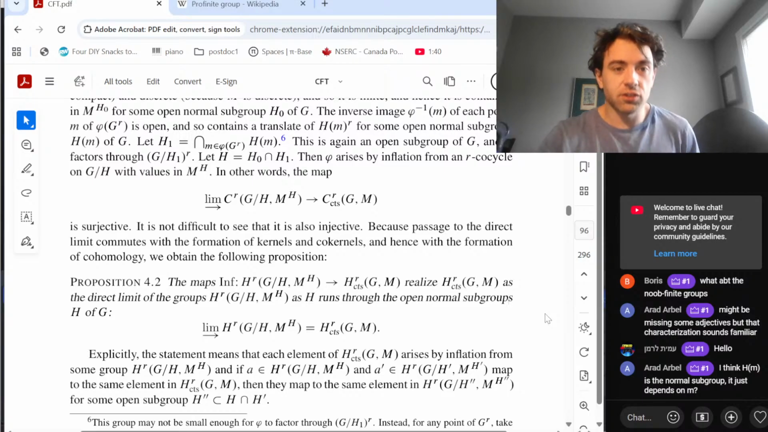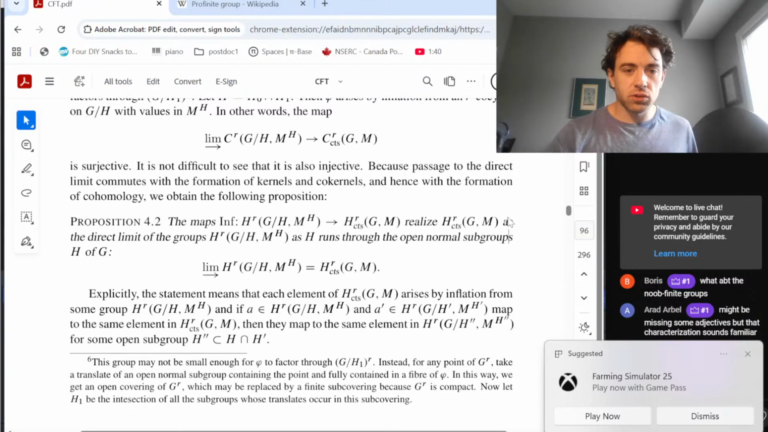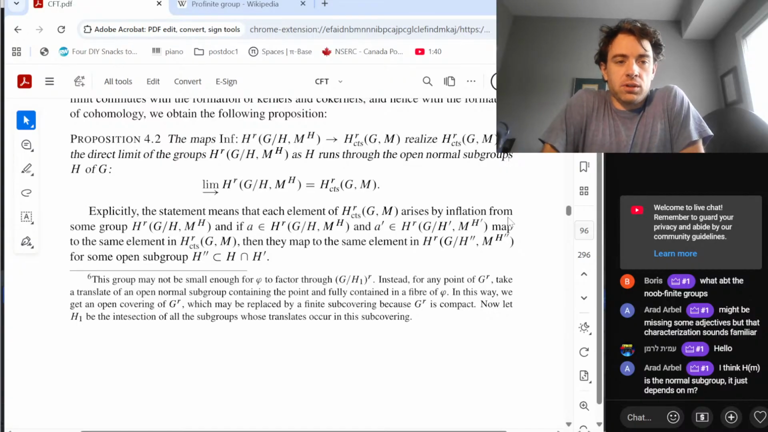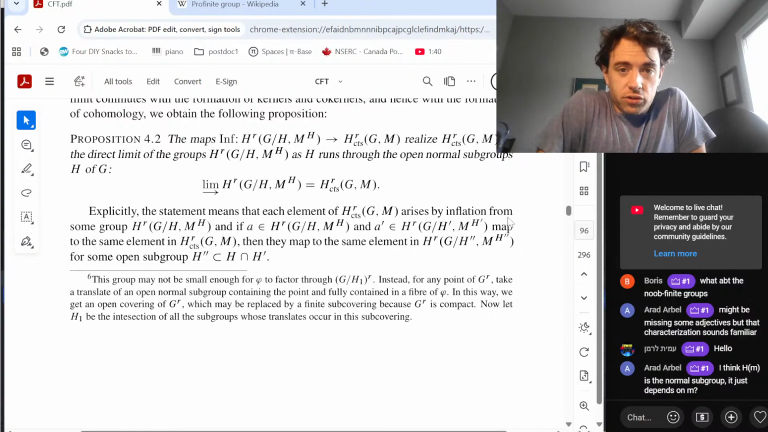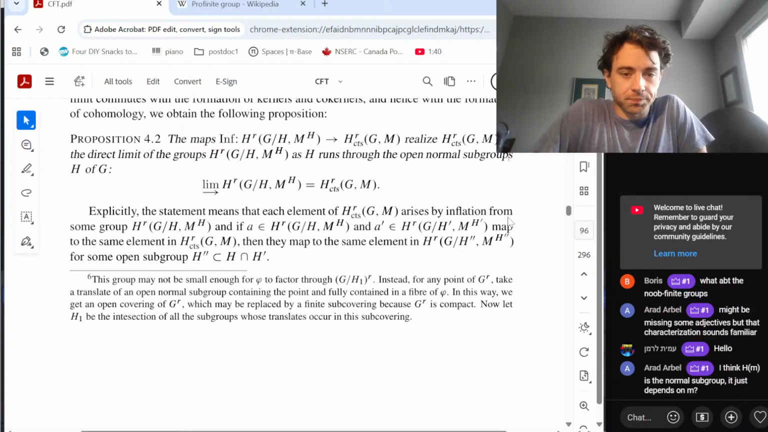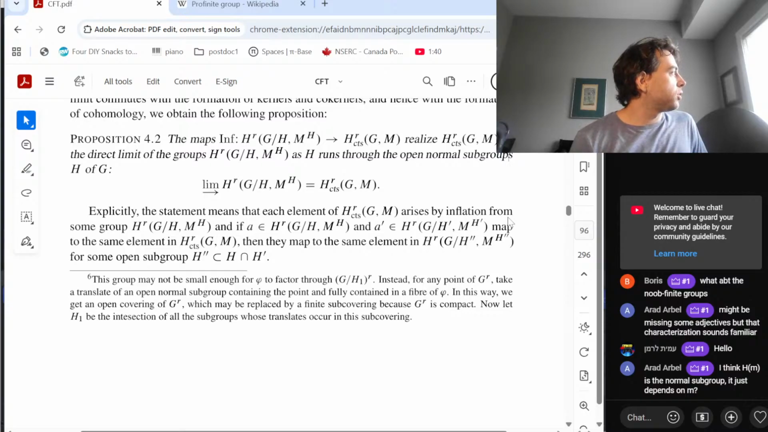Okay, anyways, this is a very believable theorem. Because passage to direct limit commutes with kernels and cokernels, we obtain the following proposition. So the inflation maps from each of these quotients realize the continuous cohomology as a direct limit of these groups as H runs through the open normal subgroups. Sweet. Cool.